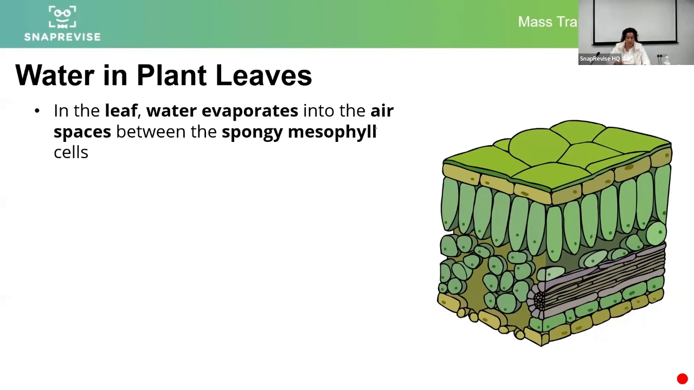So basically, water evaporates into the air spaces between these spongy mesophyll cells. So a little bit of a revision on your structure of your leaf. We've got here the upper epidermis, waxy cuticle. Here are our palisade mesophyll cells right here. And here are our spongy mesophyll cells. And as the word suggests, they've got air gaps between them.